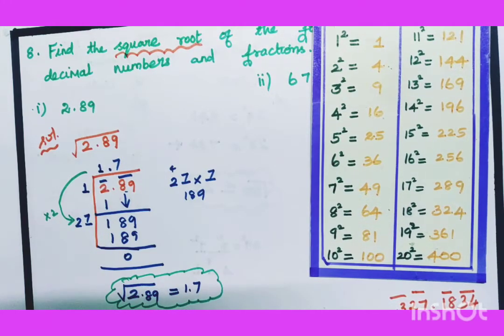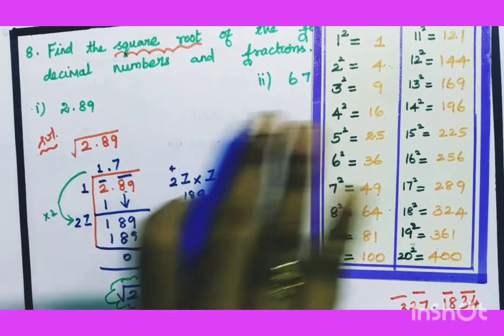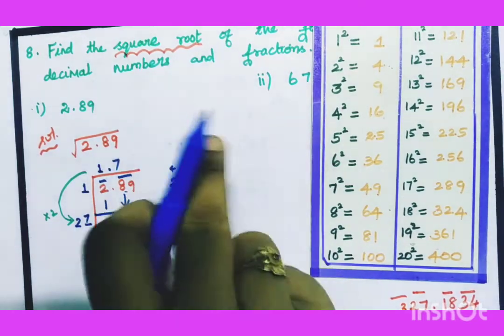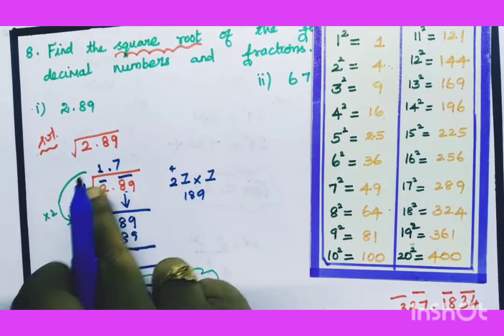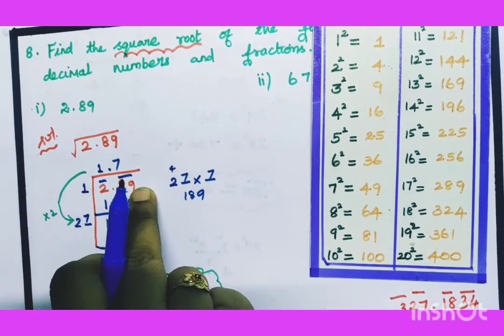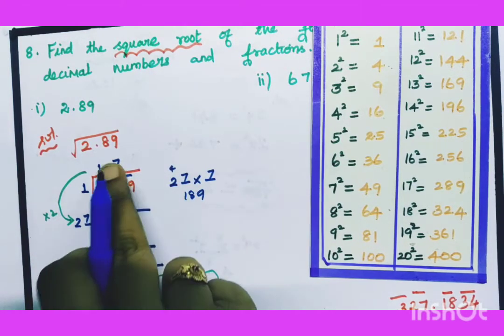Okay. So again we will recall. First, here only one difference, same square root only. Here we want to make the bar. In this integral part, only a single digit is there.